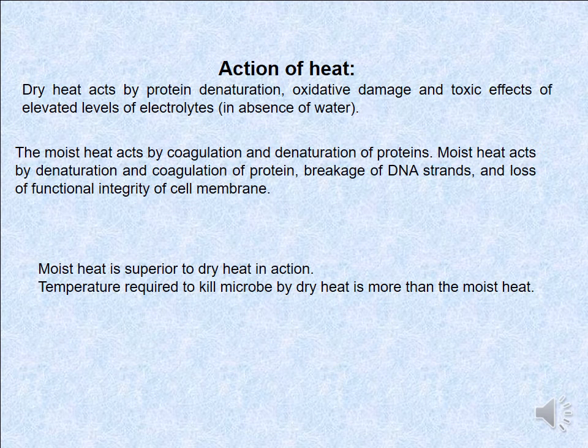How does heat act for sterilization or disinfection? Dry heat acts by protein denaturation, oxidative damage, and the toxic effect of elevated levels of electrolytes in the absence of water. Moist heat acts by denaturation and coagulation of protein, breakage of DNA strand, and loss of functional integrity of the cell membrane. Moist heat is superior to dry heat in action. The temperature required to kill microbes by dry heat is more than by moist heat.